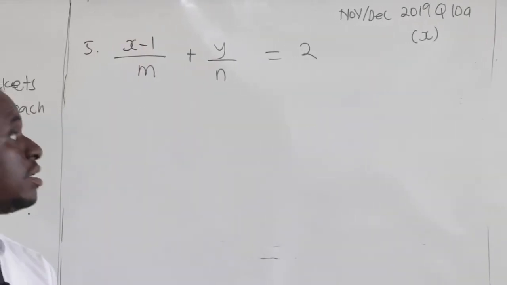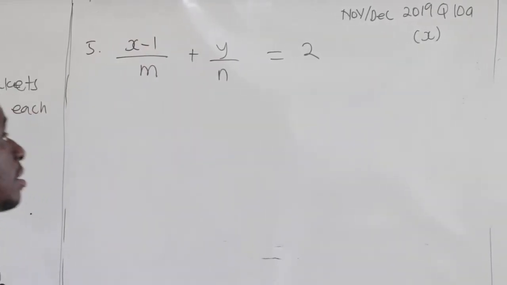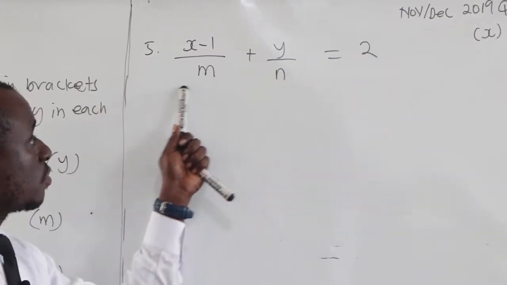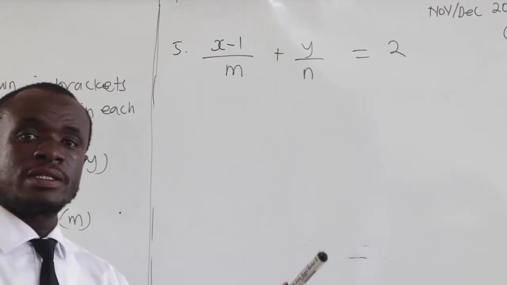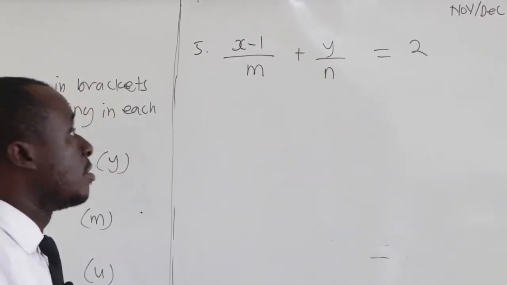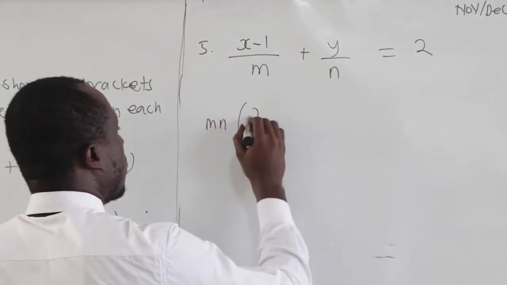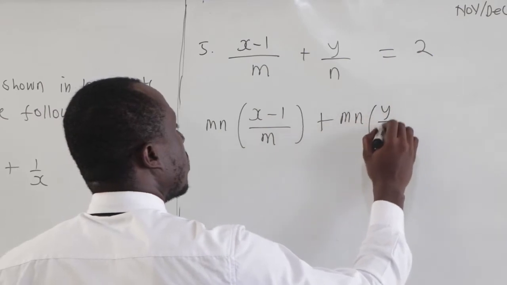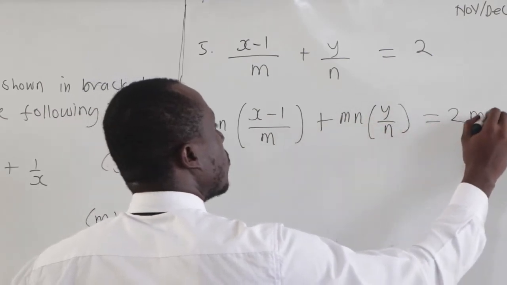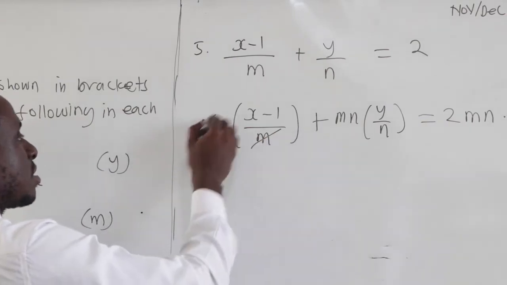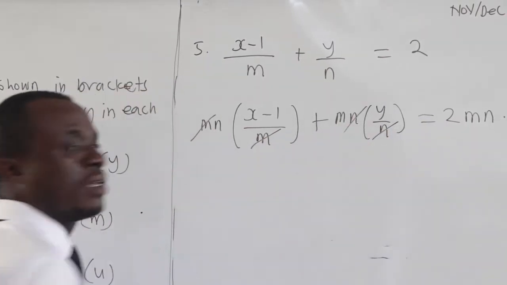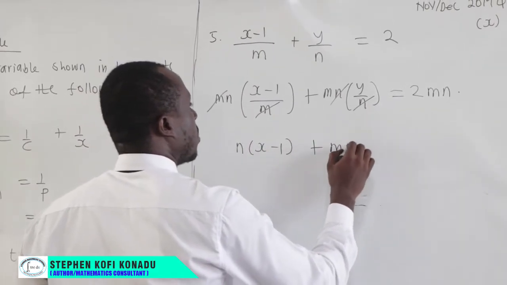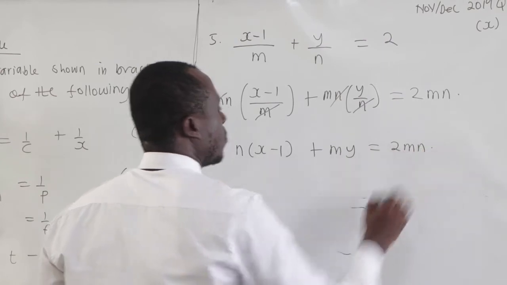Now this NOV/DEC 2019 question number 10, we are being told to make x the subject: x minus 1 over m plus y over n equal to 2. Now in this case, what are we supposed to do? Multiply through with the LCM. What is the LCM? mn. So mn multiplied by the first term, mn multiplied by the second term, 2mn. What can we see? This m is cancelling out that m, n is cancelling out that n. So what do you have? n times x minus 1 plus my equal to 2mn.